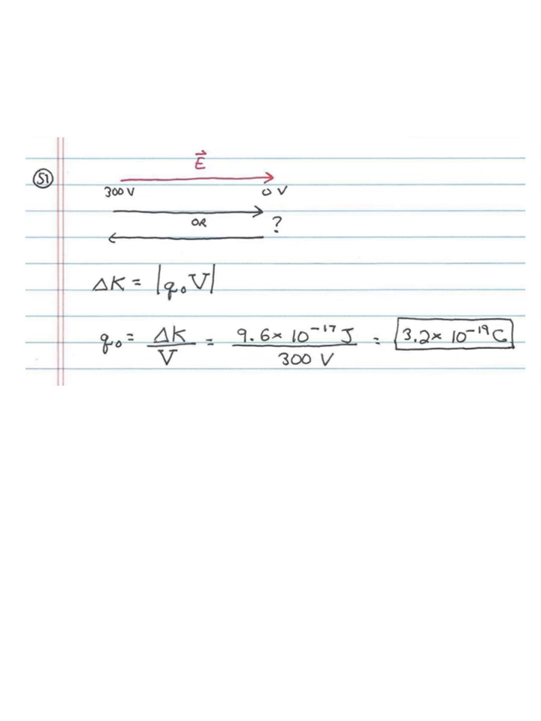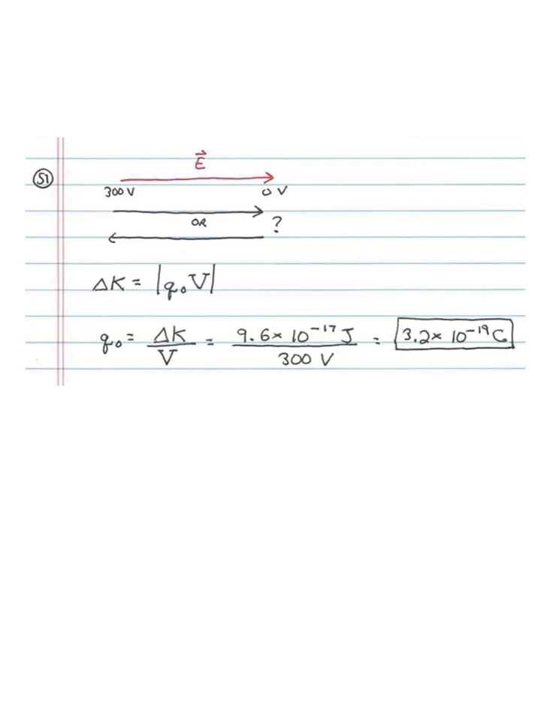Number 51, an ion passes through a 300 volt potential difference. It gains 9.6 times 10 to the negative 17 joules of kinetic energy. What is its charge? Repeat for an ion that loses the same amount of kinetic energy. We're not at all told whether it's positive or negative.